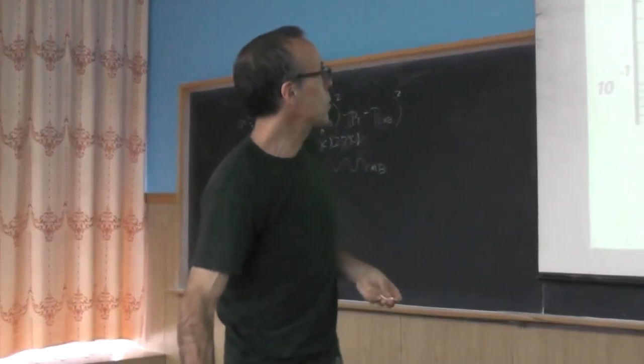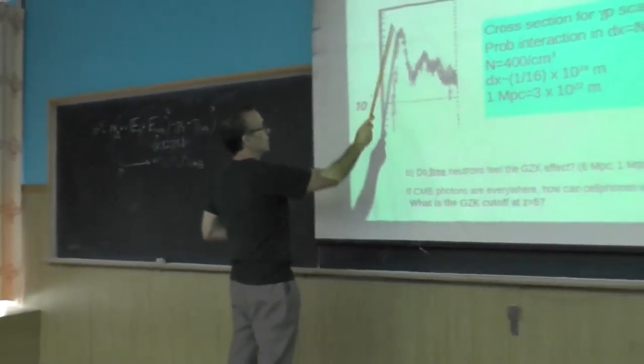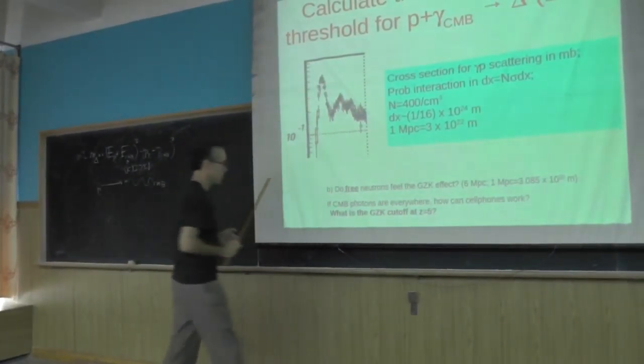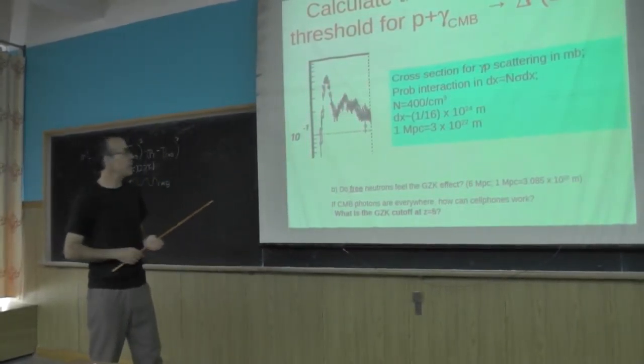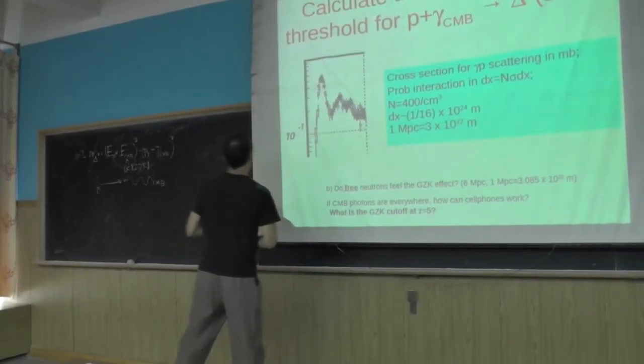You need to know what the delta cross-section looks like. And this is what the delta cross-section looks like. So this is the delta peak. This is the P gamma cross-section as a function of invariant mass. This is the delta resonance.